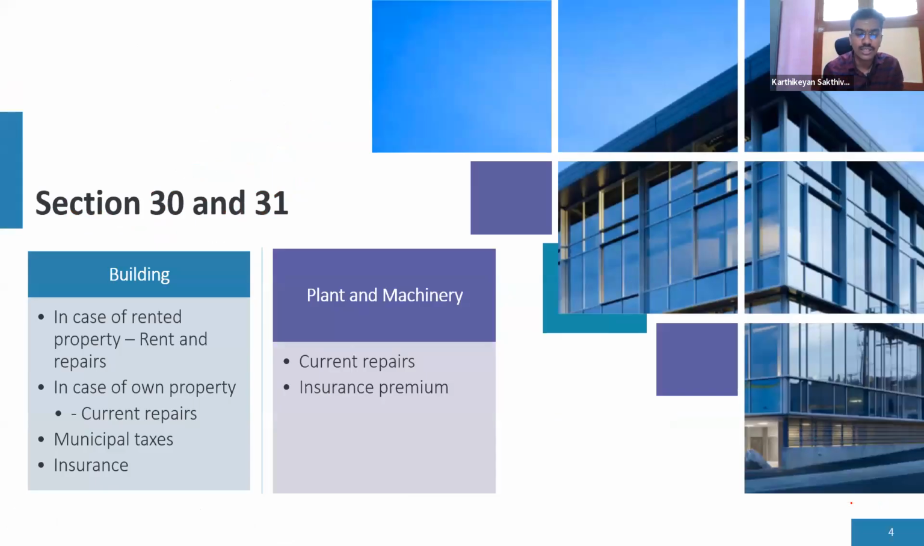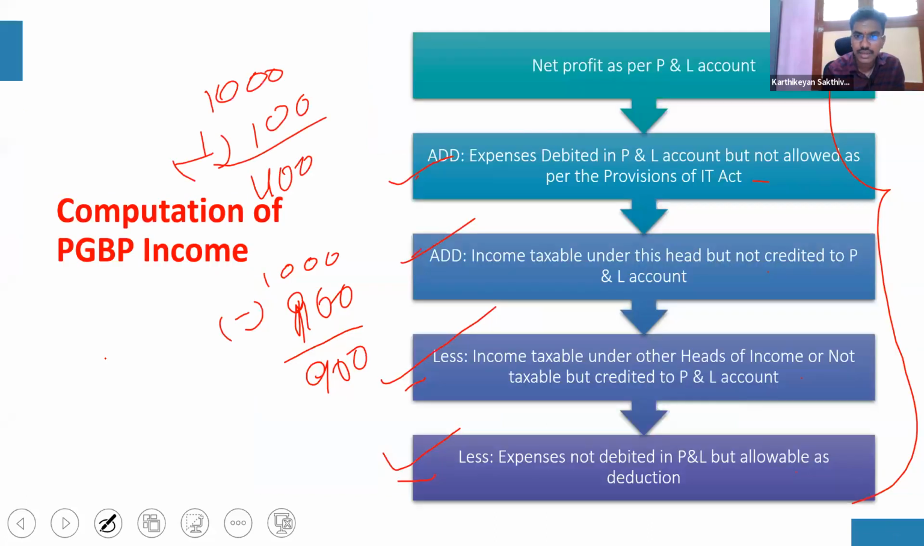So now we'll go to section 30 and section 31. As far as section 30 and section 31 are concerned, these are very preliminary things, right? If there is a rental property, in case of a rental property, the rent and repairs of that property shall be claimed as an expenditure. It shall be claimed as an expenditure, which means under income tax it is allowed.